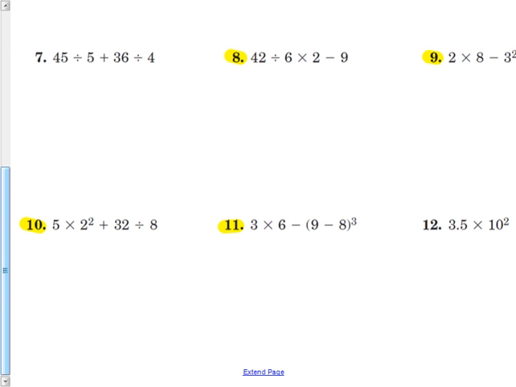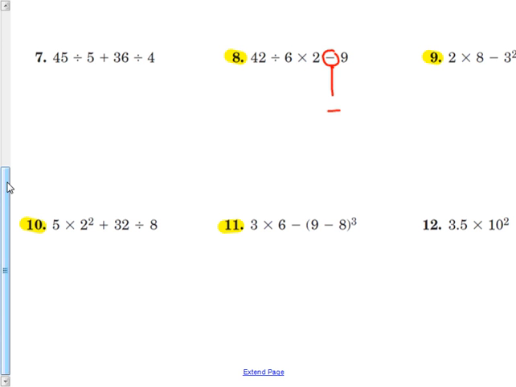All right, next, we've got several things going on. We've got problem number 8, 42 divided by 6 times 2 minus 9. I'm going to go back to, again, bringing down any plus or minus signs so that breaks them up till the end.